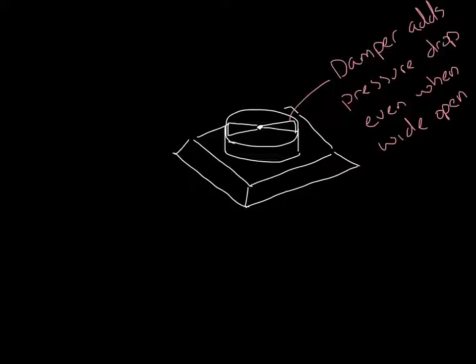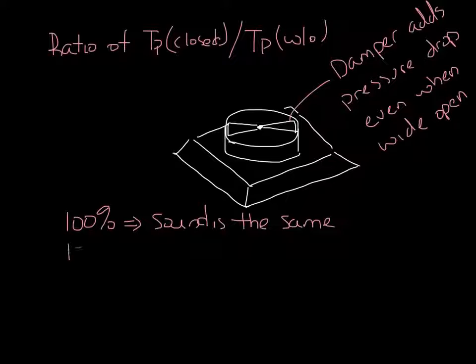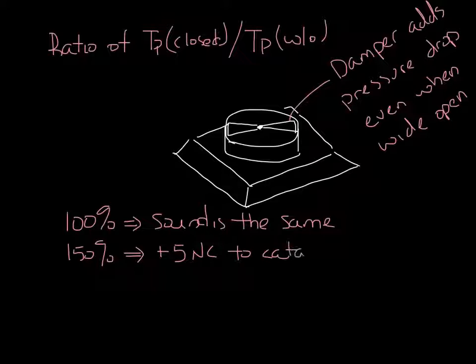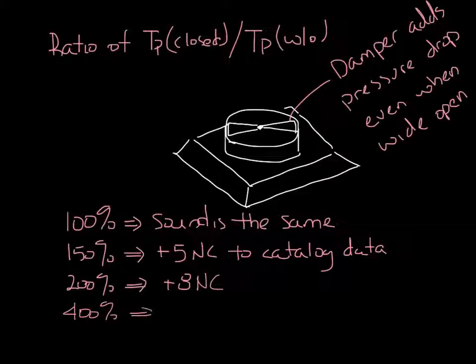You can determine the increase in sound by calculating the effect of the damper on total pressure. Basically, you're looking at the ratio of total pressure with the damper as you close it off to total pressure without a damper at all. As you close the damper, the total pressure goes up and the sound does as well. If the ratio of total pressure is 100, the sound would be the same. If it's 150, you would add 5 NC to catalog data. If it's 200, you would add 8 NC, and at 400%, you would add 16 NC.